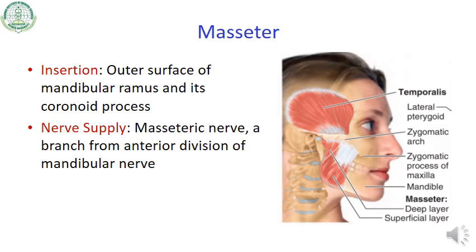Nerve supply, again it is a muscle of mastication developed from the mesoderm of the first arch, so supplied by branch of the mandibular nerve, and the nerve supplying to the masseter is masseteric nerve, a branch from anterior division of the mandibular nerve.